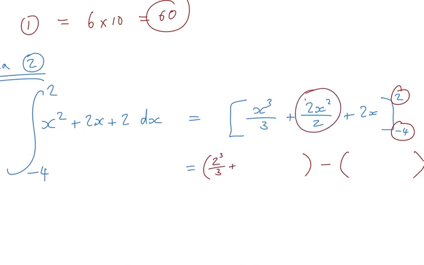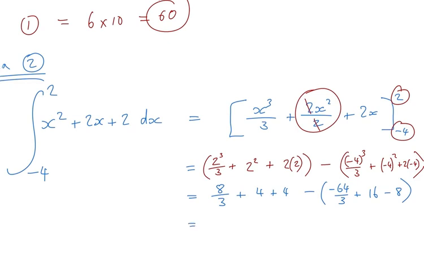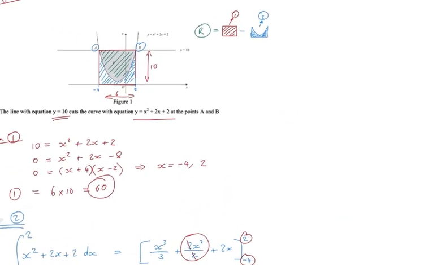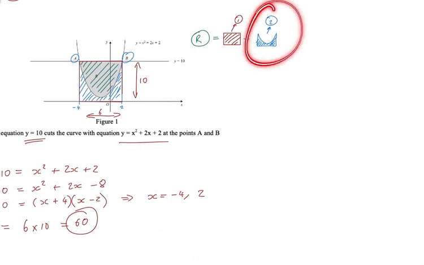Quickly notice that this second term, the 2's cancel. So there's my first bracket, 2 cubed over 3 plus 2 squared plus 2 times 2. My second bracket, I have minus 4 cubed over 3 plus minus 4 squared plus 2 times minus 4. And now we can simplify these things, and I get all of this stuff. And I'm actually just going to bung that into my calculator because I'm feeling a bit lazy. And this gives me 24, and that is the area of area 2, this kind of shape here.